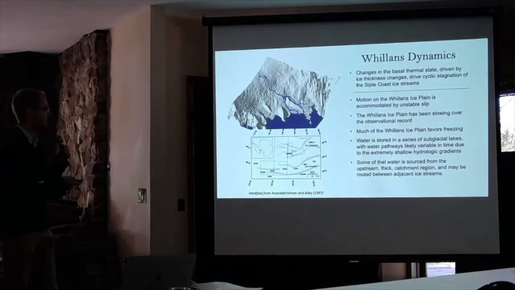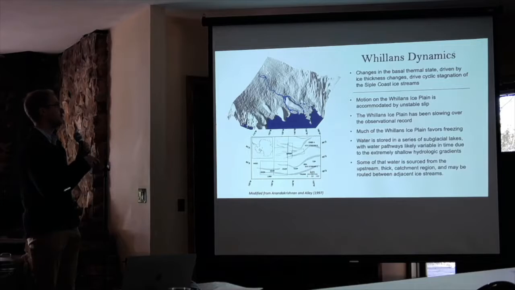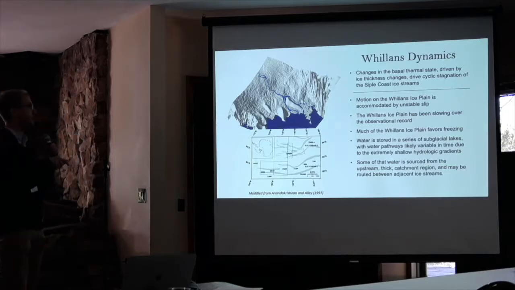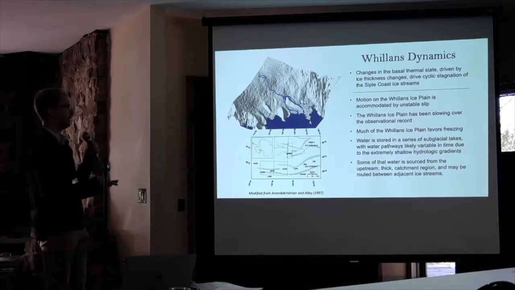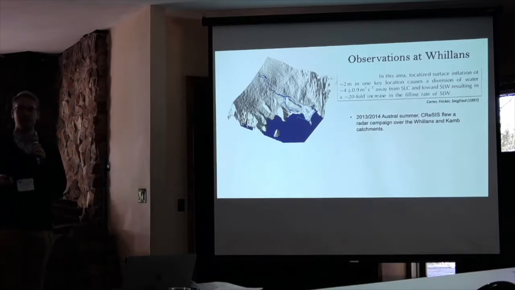And finally, there's this large-scale interaction between all of the different ice streams on the Siple Coast. Early on, after Kamb Ice Stream shut down, there was this hypothesis of water piracy from the upstream catchment, essentially water that used to feed the Kamb Ice Stream is diverted into the Willans Ice Plain. And so, in favor of shutdown of Kamb, you end up diverting more water into Willans, which might facilitate fast flow.